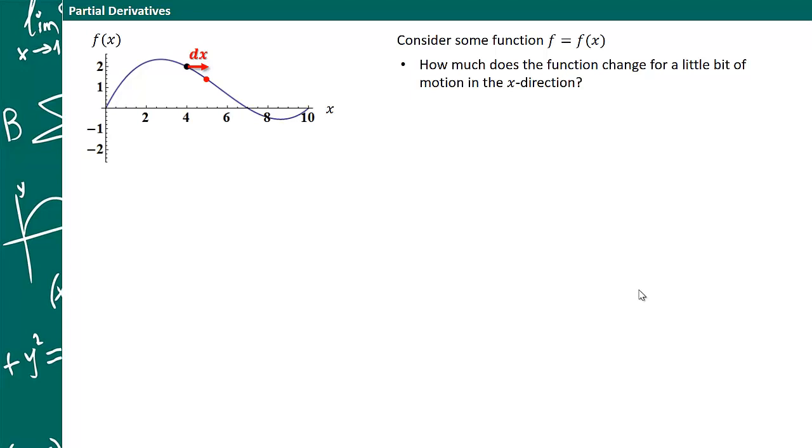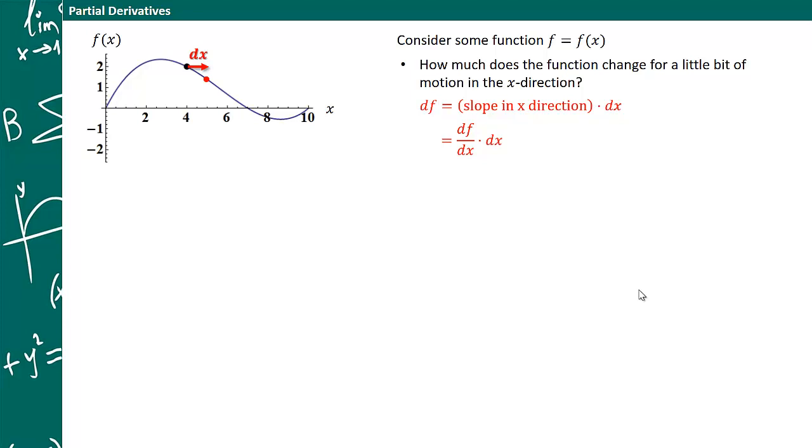Let's talk a little bit about partial derivatives and interpreting them. Actually, let's start with a regular derivative. So if I imagine I have a function f of x, which is a function of only one variable, x, and I want to know how much does the function change for a little bit of motion in the x direction. Well, I'll denote the small change to the function as df, and that small change of the function df is the slope in the x direction times the little bit of distance in the x direction, dx.